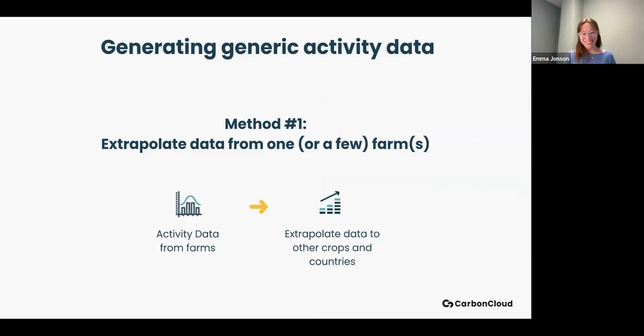So the first way that one could do is that if you have maybe a specific LCA study from one specific farm, you could take the activity data from that specific farm, and then you can either use it directly and assume that it represents the general production of that country, or somehow extrapolate if you have a few data points. So based on one or a few data points, produce an activity data that you hope is representative for the generic production.